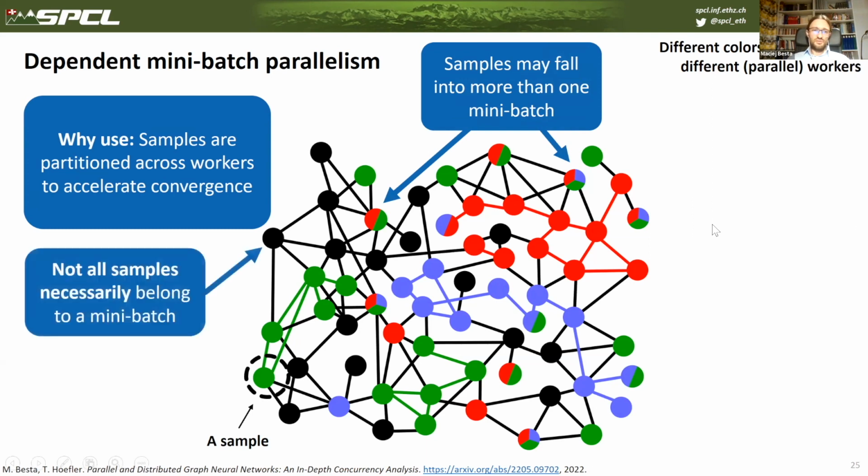The other difference is that not all the samples necessarily belong to some mini-batch, right? So this all depends on what sampling scheme we use, and we can easily imagine a scheme where some of these vertices will not be included in even a single mini-batch.